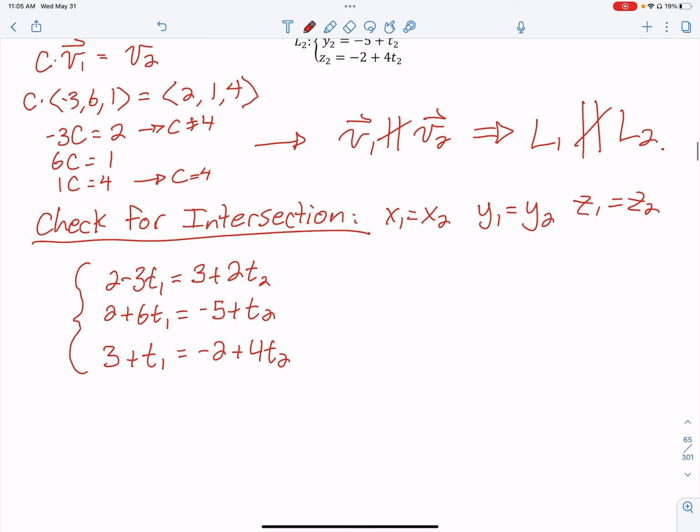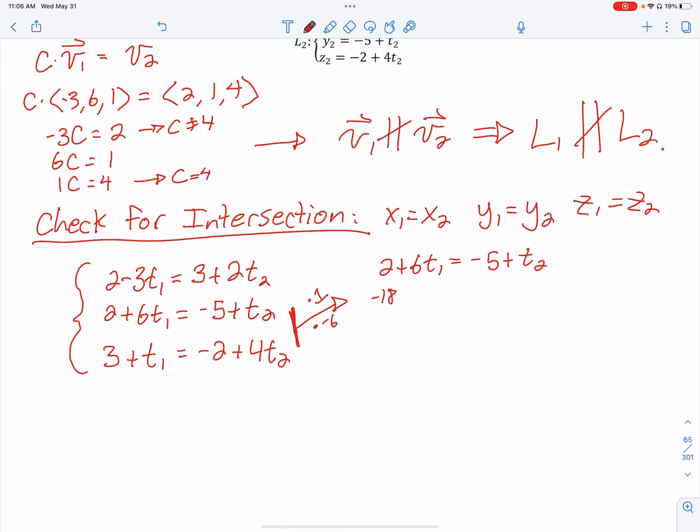All right, pick two of these equations. You're going to solve a system. Notice that I have 3 equations, 2 unknowns. I only need 2 of these equations. It doesn't matter, I'm going to pick, I guess, these bottom 2. And I'm going to work with those to try to solve for one variable or the other. So I got 2 plus 6t1 equals -5 plus 2t2. The first one I'm going to times by 1. The bottom one, I'm going to multiply by -6. I'm going to get that t1 to go away.